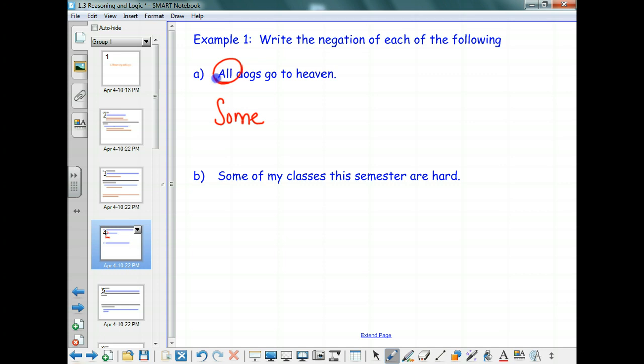Some what? Some dogs don't, or do not, whatever, go to heaven. You see, the negation of all dogs go to heaven, all we really have to do is find one that doesn't, and it makes the statement false.